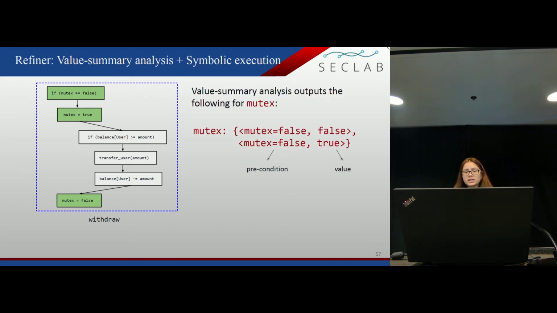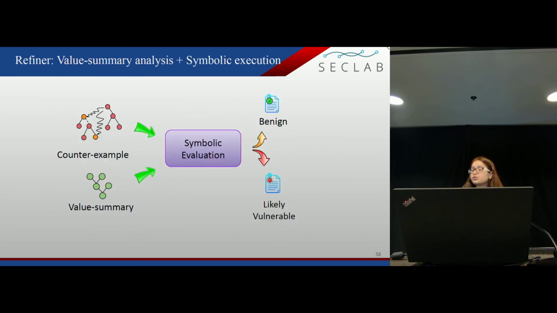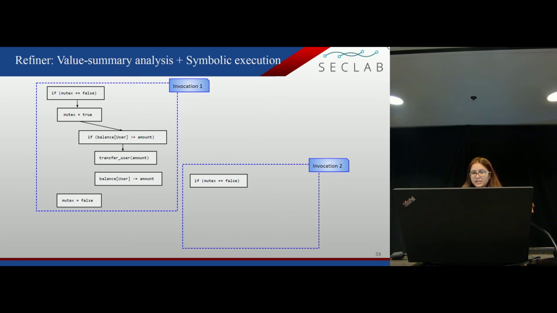For this particular case, our value summary analysis will output that mutex can be false if and only if mutex is either false or true. So with this value summary and the counterexample, SAILFISH does the symbolic execution and checks whether the problematic hazardous access pair is reachable, and if it is reachable, it marks the contract as likely vulnerable. If it is not reachable, then it is benign. This helps the symbolic execution. So these are the two invocations of the withdraw function. Our symbolic executor will execute these two invocations.